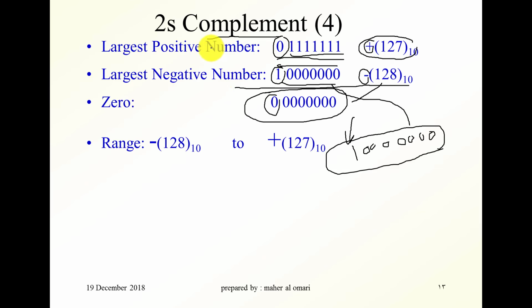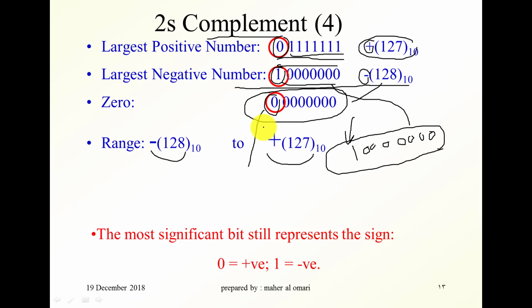So for an 8-bit number, the range is from minus 128 in decimal to plus 127 in decimal, and the 0 has one representation. So this number system is the best among the three to represent signed numbers in digital systems. Notice that in this system, as in the other systems, the most significant bit represents the sign.